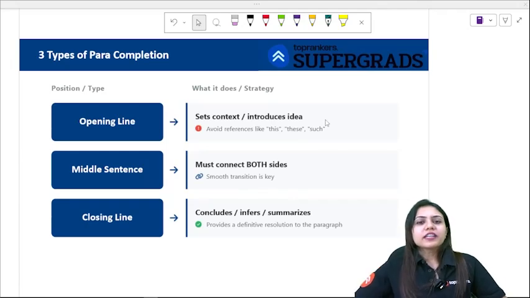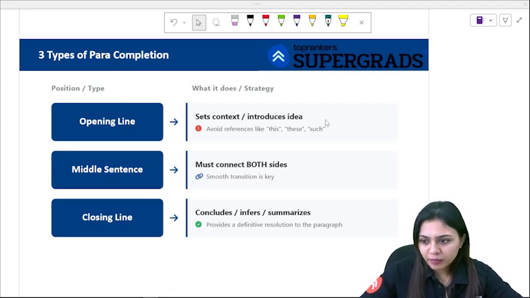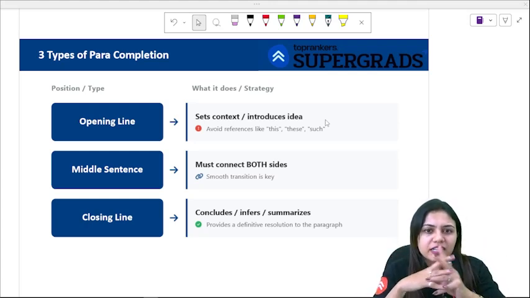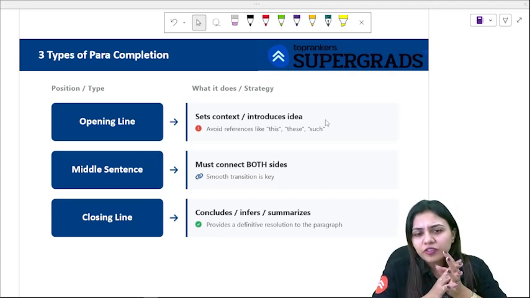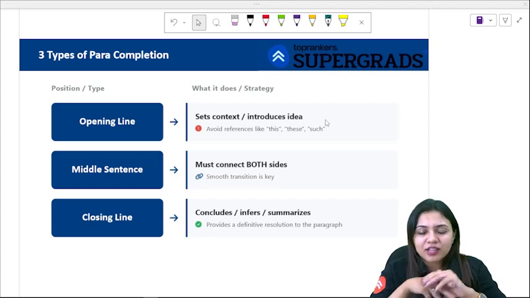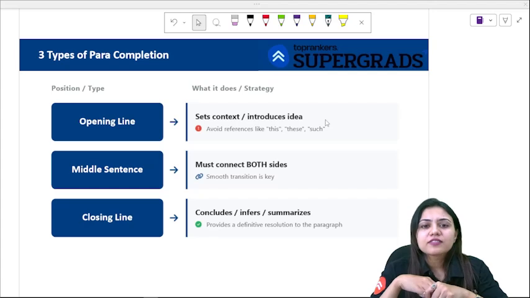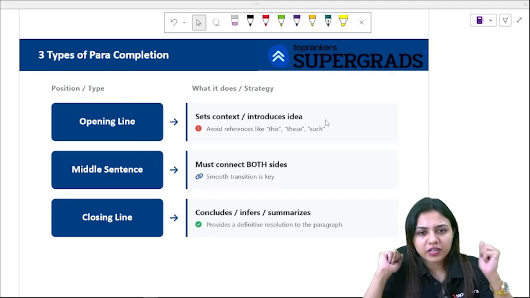Now there could be three types of para completion question. As I have already told you, there could be an opening line missing, a middle sentence missing, or a closing line missing. Now when I talk about the opening line, it will always set the premise of the story. It is what is used to set the context. It introduces the idea to us. Okay, so if you find words like this, these, such, that can never be your opening statement because they are always referring to something else which has been mentioned first. Whenever you see a sentence which uses a lot of pronouns and words like this, these, such, you need to be extra careful.